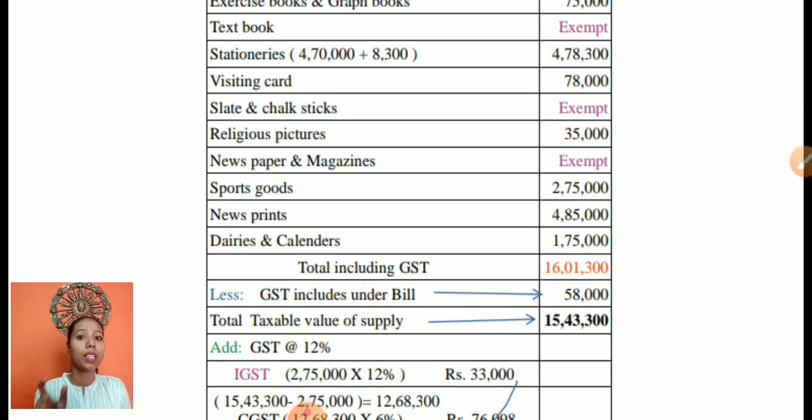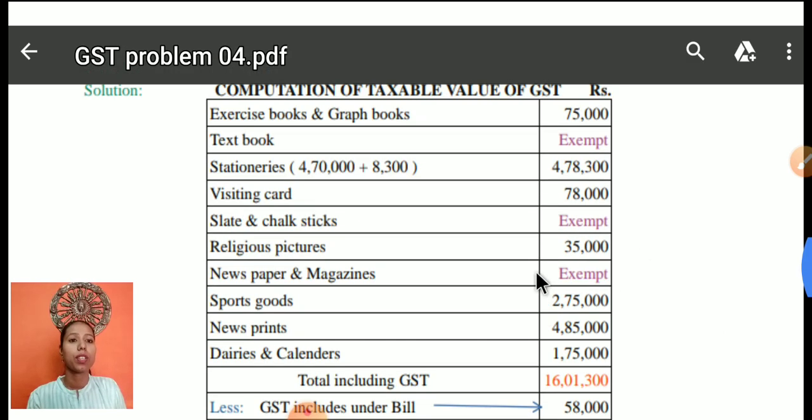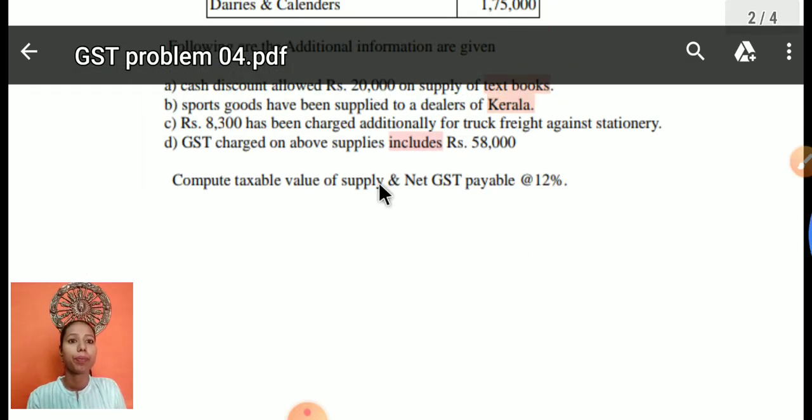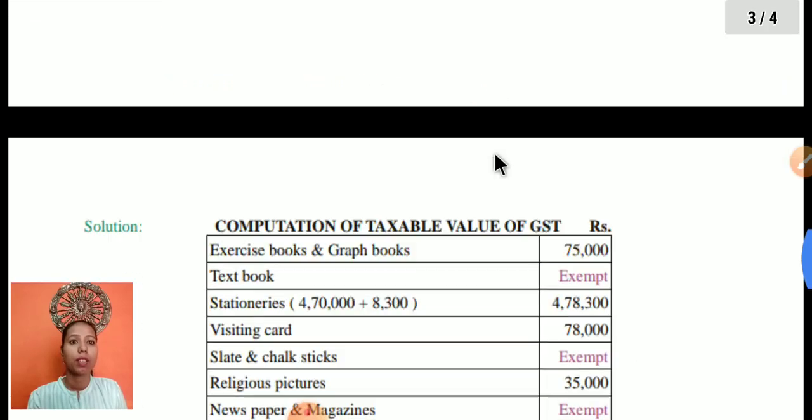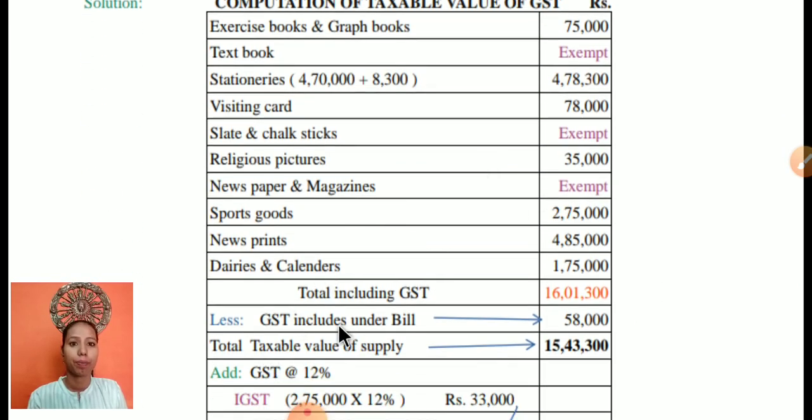Okay, including GST value. Now come to the GST which is included under the bill, 58,000, which is given in adjustment. GST charged on the above supply included 58,000. You have to first deduct it from the bill, because it is collected from the customer. 58,000. Now total taxable value of supply is 15,43,300.